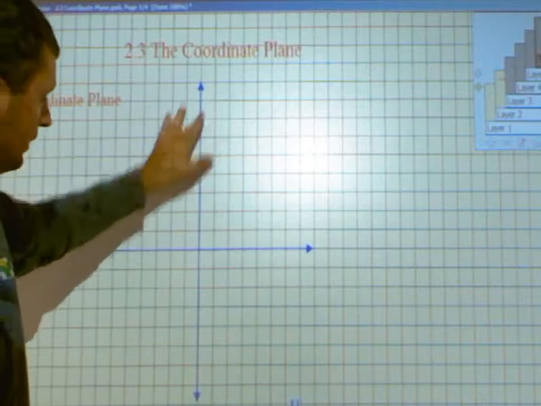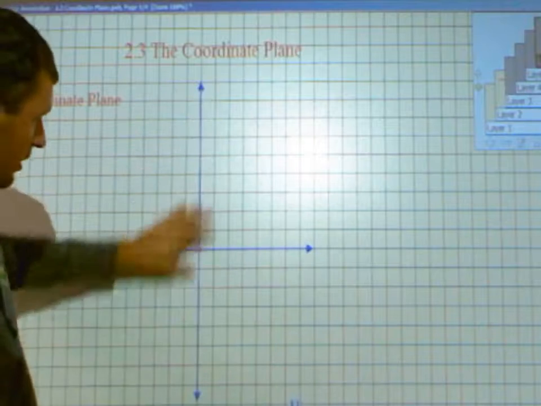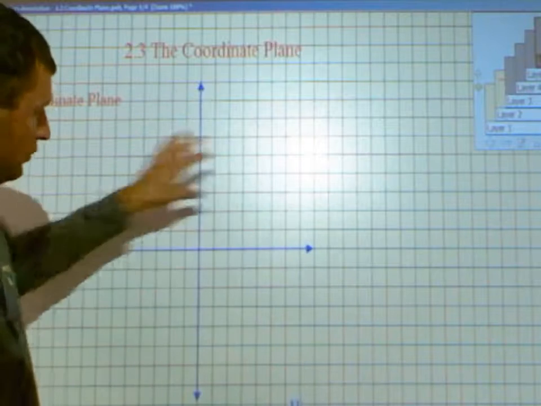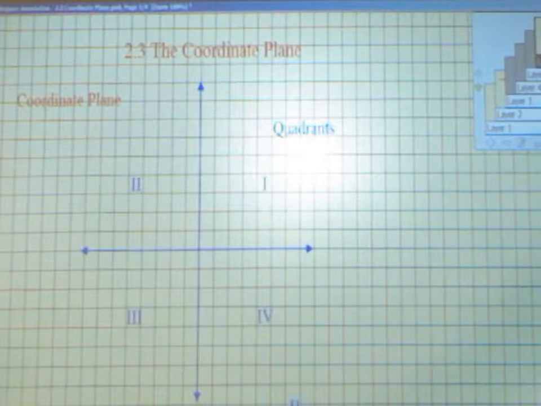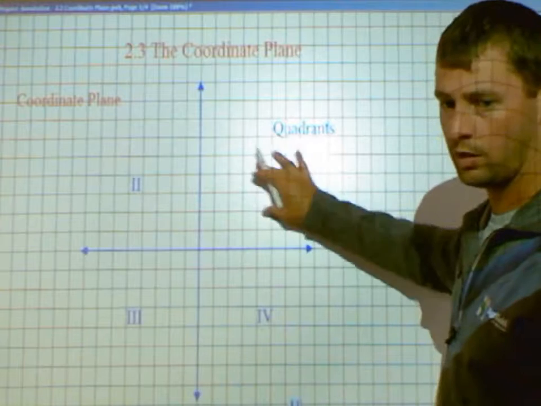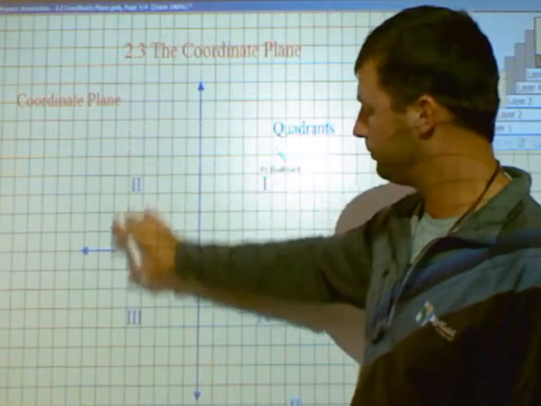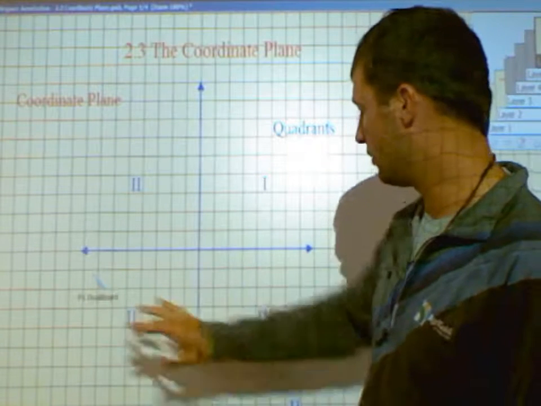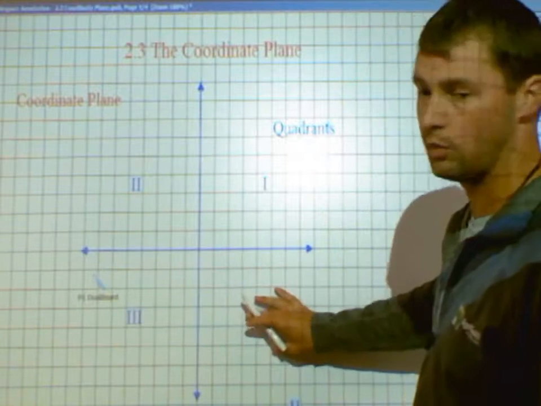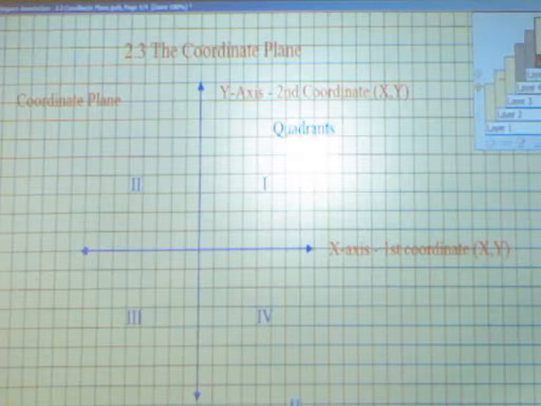So now, instead of just being up and over, we now have all the way down and all the way over, giving us 4 different areas. Those areas are actually called quadrants. The top right is quadrant 1. This is the one that you're used to working with. Top left, quadrant 2. Bottom left, quadrant 3. Bottom right, quadrant 4. Now each of those quadrants has their own qualities.